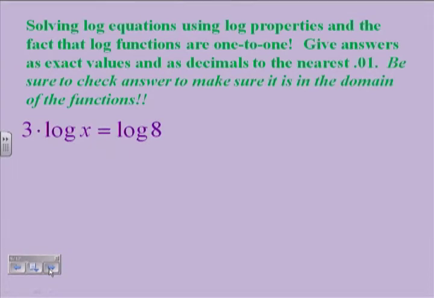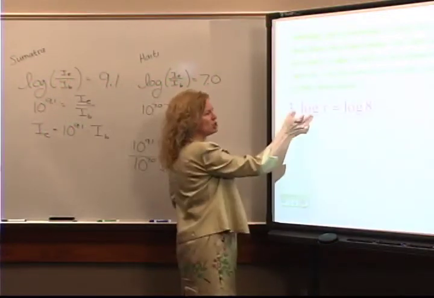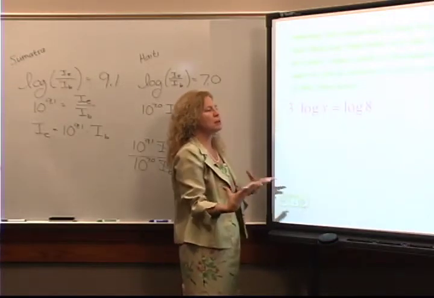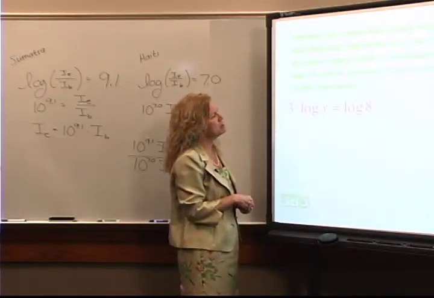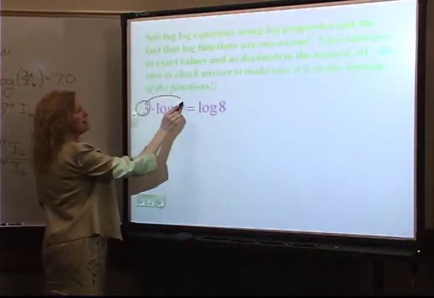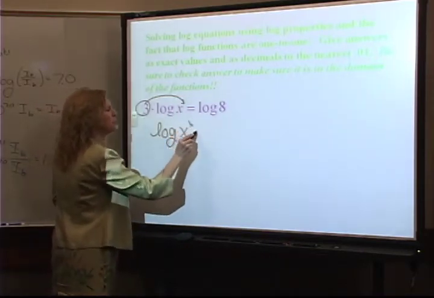Okay, now we've got a slightly different setup. Do you see here what's different about this particular guy? I got a number inside of the log over here, and I don't have any numbers that aren't in the log. Now I know you might say, well, the 3 isn't in the log, but the 3 is attached to this log. There's no other terms here that are simply numerical, okay? But we're going to run this 3 up, and I would have log of x cubed is equal to log of 8.